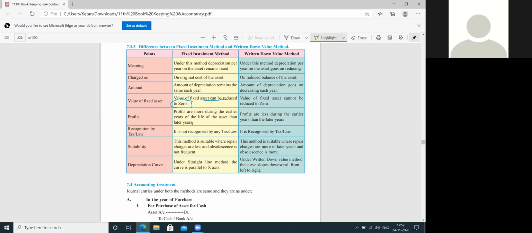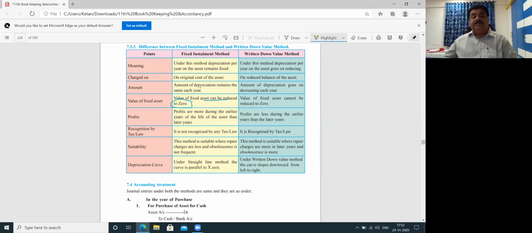Profits are more in the fixed installment method during the earlier years of the life of the asset, okay, than the latter years. And here profits are less during earlier years than the latter years. Why? Because in the fixed installment method, we are charging the same amount of depreciation every year. In the written down value method, we are charging more depreciation in the initial years. So profit is less. But later depreciation is lower, so profit is more.